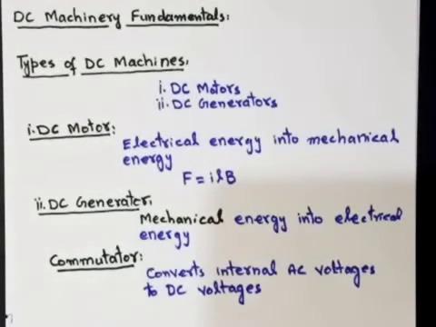It means in DC machines we use commutator to convert the internal AC voltages to DC voltages. That's why DC machinery is also known as a commutating machinery.